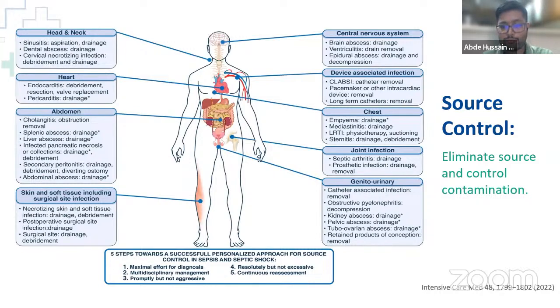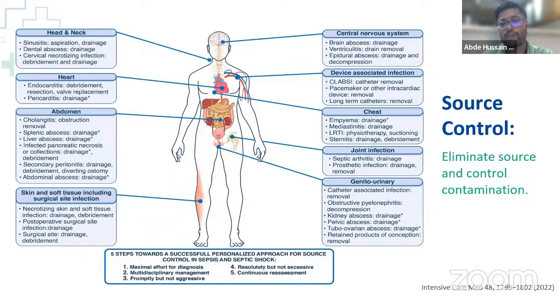Now, why is it important? Because if the source of infection still persists, the antibiotics alone will not take care of it. The drainage, the abscesses, the cellulitis will continue and keep on affecting the individual. And it can also lead to secondary bacteremia. So unless and until appropriate source control is established, we cannot further downgrade or de-escalate our antibiotics.